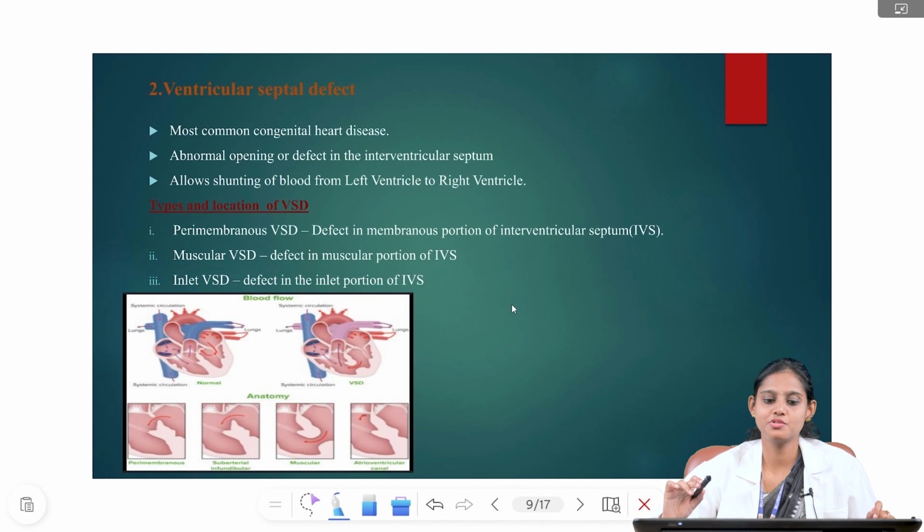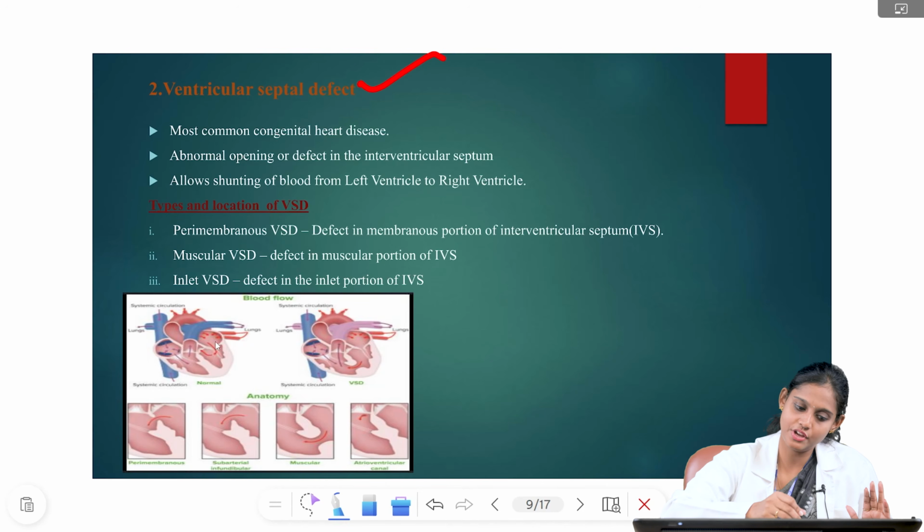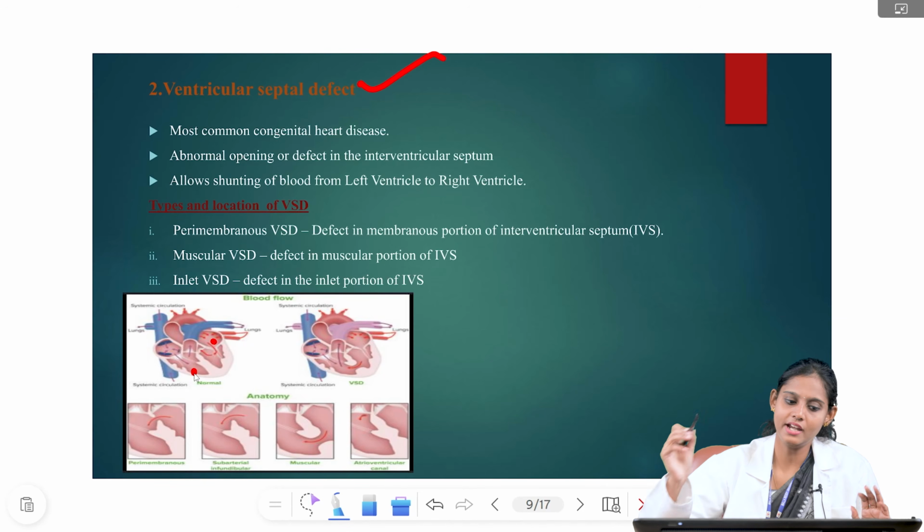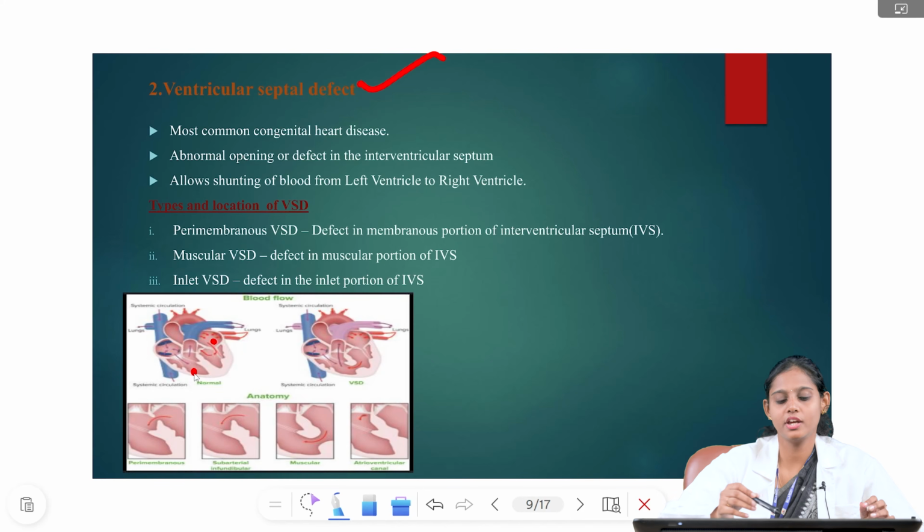Next, we look into another defect called ventricular septal defect. It is the most common congenital heart disease, which means there is an abnormal opening or a defect in your interventricular septum, which allows shunting of blood from your left ventricle to your right ventricle. Now let's look into the types and locations of ventricular septal defect.